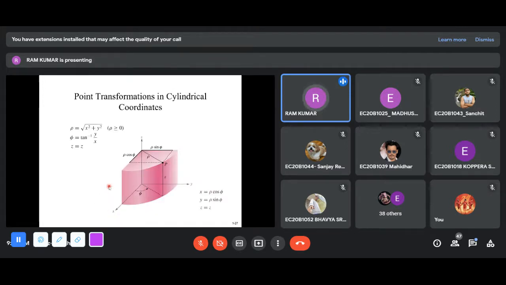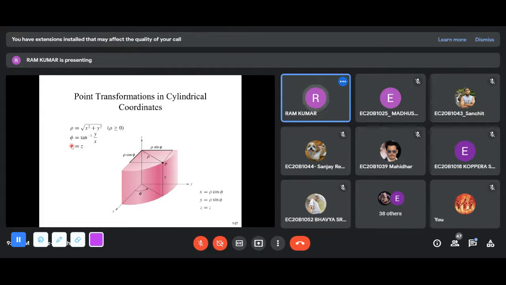The transformation: rho is equal to the root of x square plus y square. Phi is equal to tan inverse of y by x. z equal to z. This is the transformation from Cartesian coordinate to cylindrical coordinate system. You know the parameters x, y, z from Cartesian. Suppose you want to convert that into cylindrical, you have to go with the parameters rho, phi, z. This is the relationship.